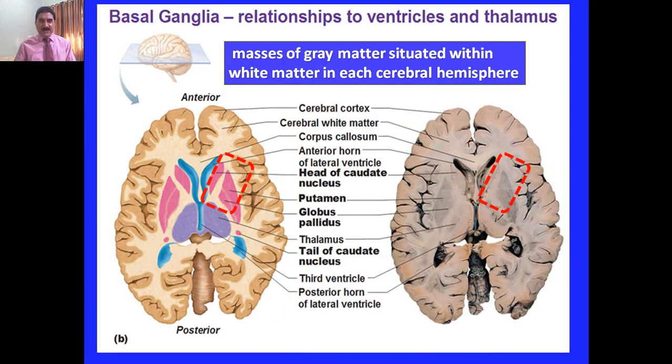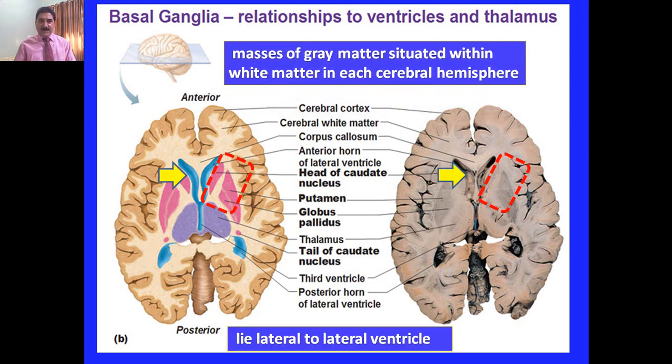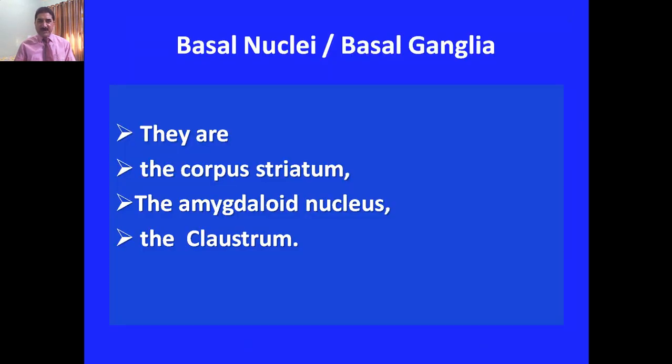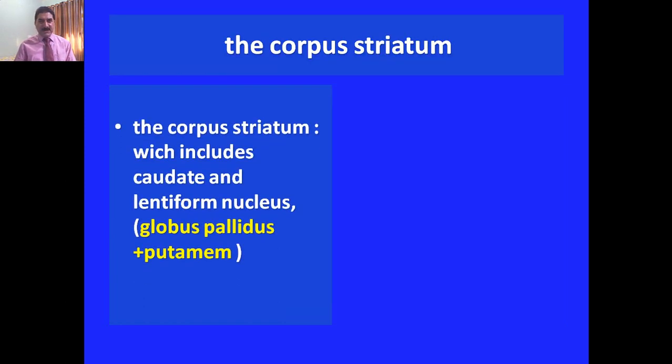Now, what are basal ganglia? These are masses of gray matter situated within white matter in each cerebral hemisphere as shown in this diagram. These masses of gray matter lie lateral to the lateral ventricle. What are the basal nuclei? The basal nuclei are the corpus striatum, the amygdaloid nucleus, which is considered to be part of the limbic system, and the claustrum. The corpus striatum includes the caudate and lentiform nucleus. The lentiform nucleus in turn is composed of the globus pallidus and putamen.